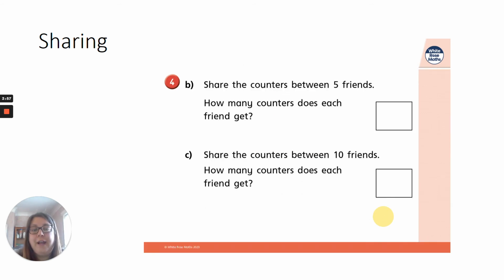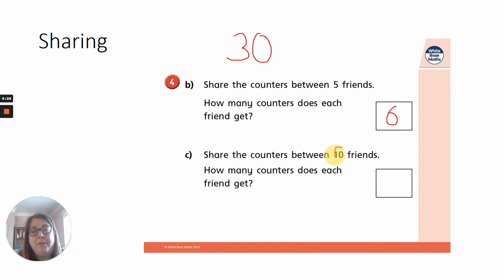Okay, if we had to share 30 counters between 5 friends, how many counters would there be? So again, if you need to draw it between 5 friends, do that now. So each person would have 6 counters, wouldn't they? Because 30 shared into 5 is 6. And it's just like our times tables, isn't it? What do we times by 5 to get to 30?